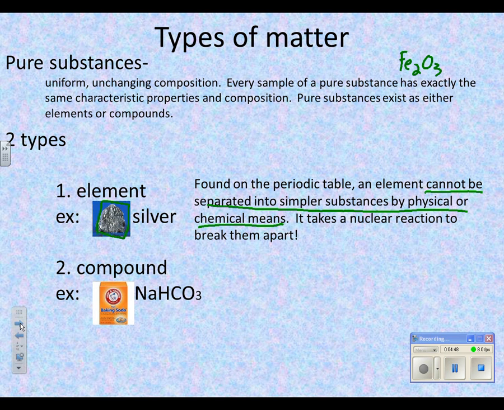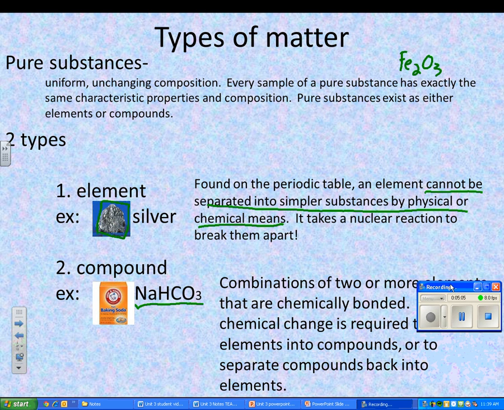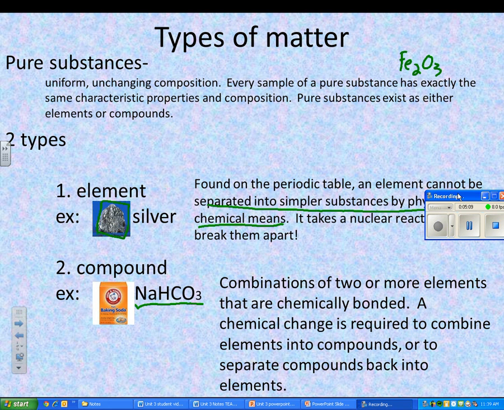Now, compounds, once again, have different numbers of elements. We have sodium, hydrogen, carbon, and oxygen, all in this sodium bicarbonate. That's baking soda. So compounds have more than one element from the periodic table. Let me get this out of the way so you can write that down. They have combinations of two or more elements that are chemically bonded. And here's the thing, a chemical change is required to combine elements into compounds or to separate the elements.